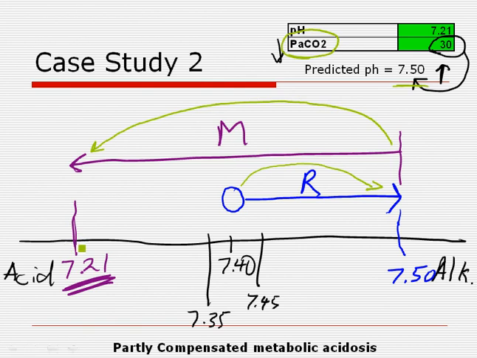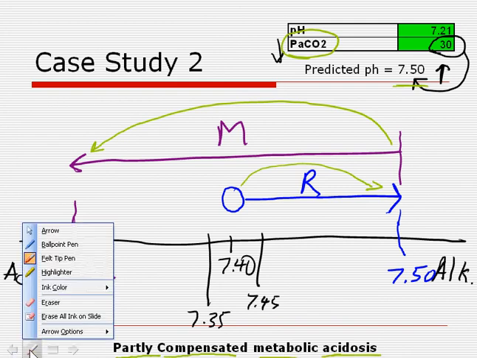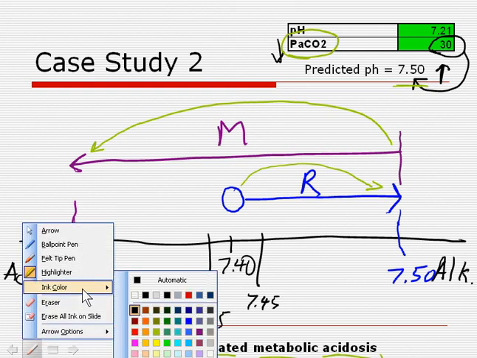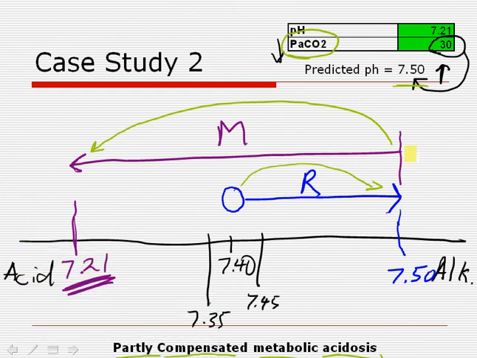So what classification would this be? Well, this shows that I'm partially compensated metabolic acidosis. Now, how did I choose the metabolic component? Well, we know that it's metabolic because we've got this huge vector for our metabolic. So the longer vector dictates what is the major component being affected here, and it's metabolic acidosis.